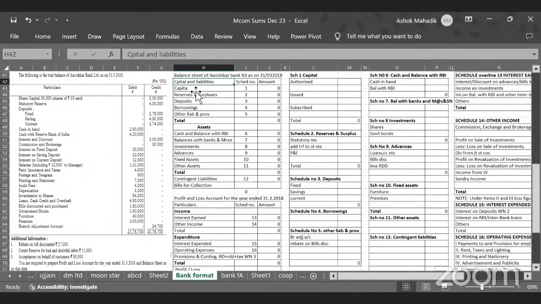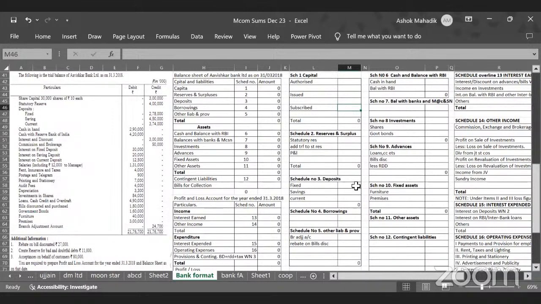Now you can see here capital is schedule number 1. So if I put a figure in this schedule, suppose 1 lakh is my capital, automatically it will reflect in total. So I just take total, and it will directly go to balance sheet. Clear? I'll just remove it for the time being.